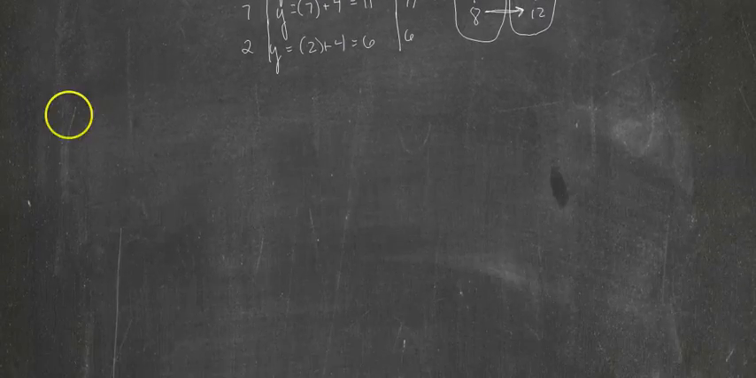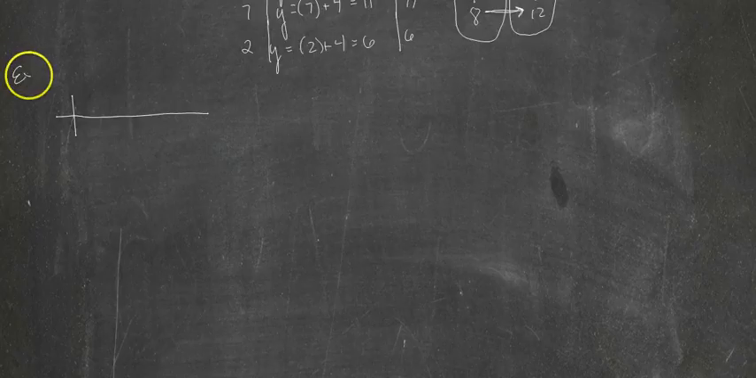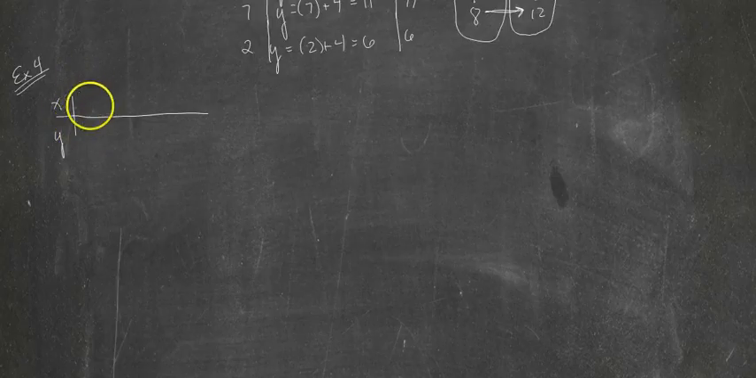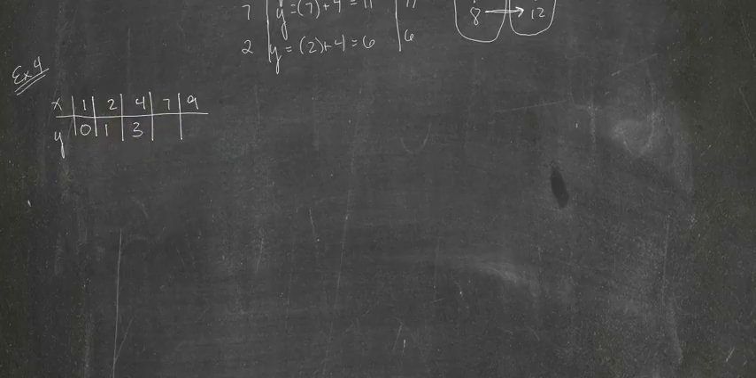I'm going to give us a table, and this time I can go horizontal because I'm not going to be calculating the equation. I'm going to be discovering the equation. So for this example, I have my input. I'm going to call this x. I'm going to define x as my input and my output y. My inputs or my domain are 1, 2, 4, 7, 9. And then my outputs are 0, 1, 3, 6, 8.